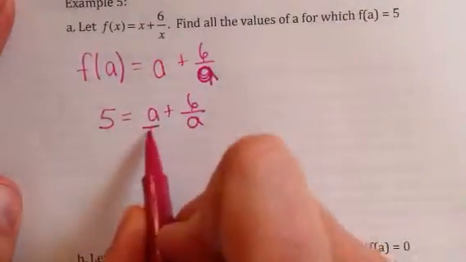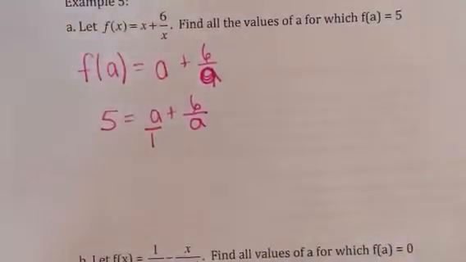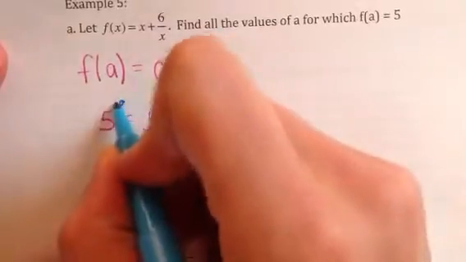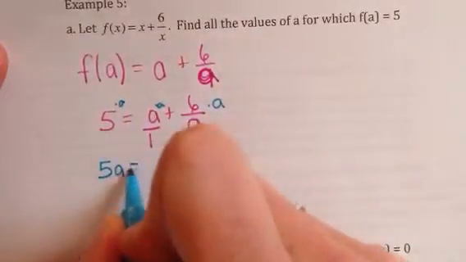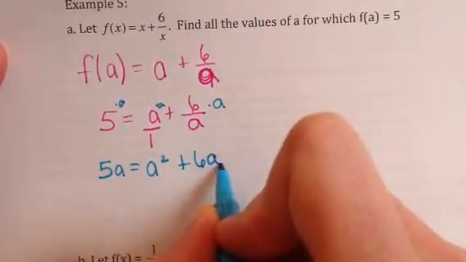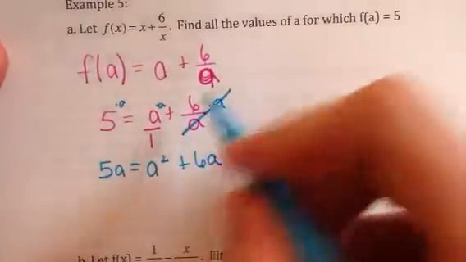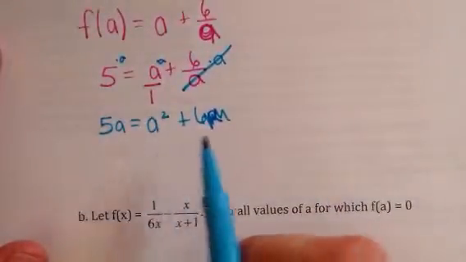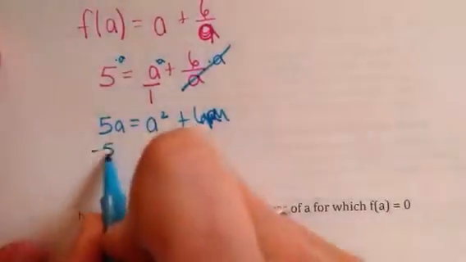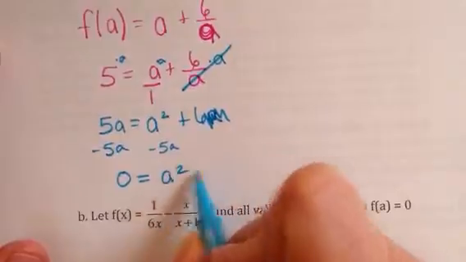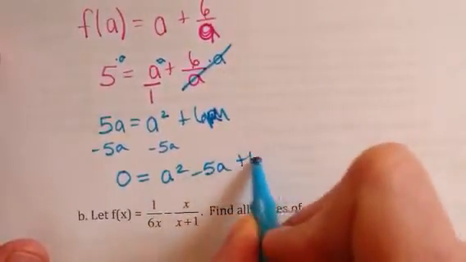Again, we want to clear out our denominator, so our LCD is going to be a. So we're going to times every term by a. So we're going to have 5a equaling a squared plus 6 times a cancels out, so it would just be 6, sorry. So you should start seeing a trinomial. So we need to get one side equal to 0. So we're going to minus 5a over. 0 equals a squared minus 5a plus 6.